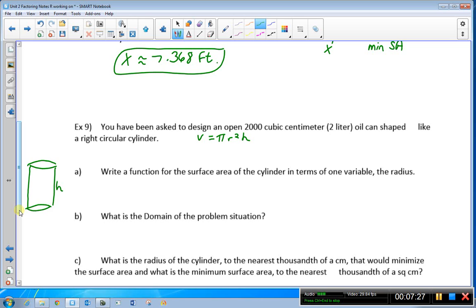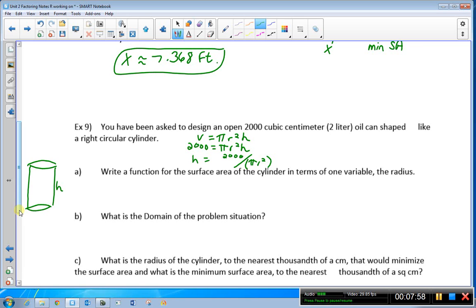So 2,000 equals pi r squared h. And then I'm going to solve for h, so I get h is equal to 2,000 divided by pi r squared. So for the surface area, remember we talked about unraveling this.